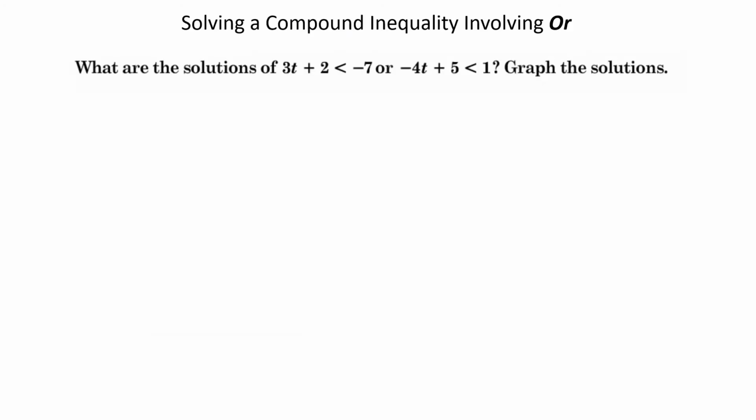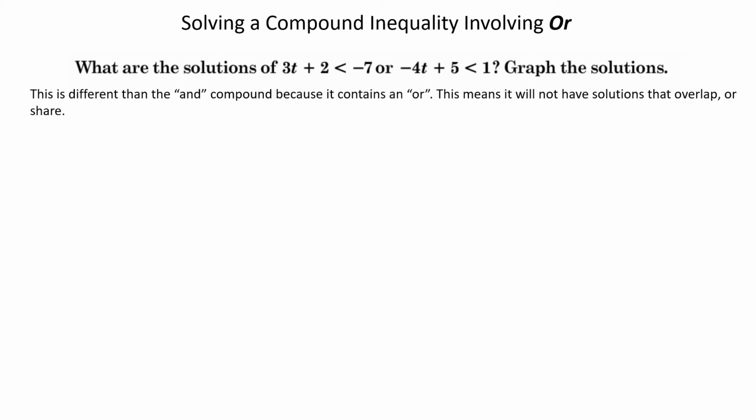Okay, so let's look at an example where we solve a compound inequality involving or. We looked at the and statements. So what are the solutions of 3t plus 2 less than -7 or -4t plus 5 less than 1? So here's the difference. This is a lot different than an and compound because it contains or. This means it will not have solutions that overlap each other, right? They won't share.